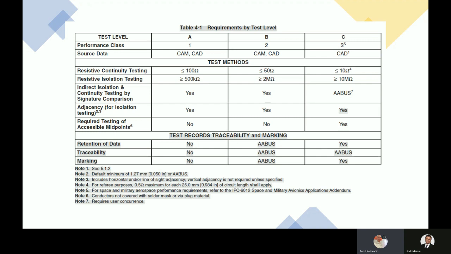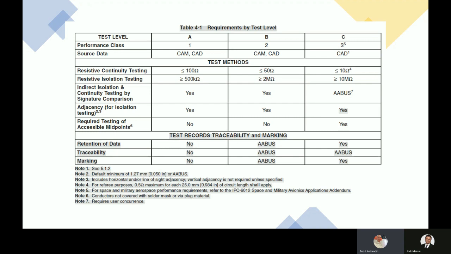And then when we get into that isolation threshold, which for class 3 or test level C was 10 megohms or higher, for this classification we need to be at 100 meg or higher. And that's the big difference. Also, there will usually be no allowance for flying probe test, whether it be adjacency, indirect signature comparison, or direct full resistance. For the military and space avionics exception, they usually are pushing for the full parametric test, which requires a fixture tester.